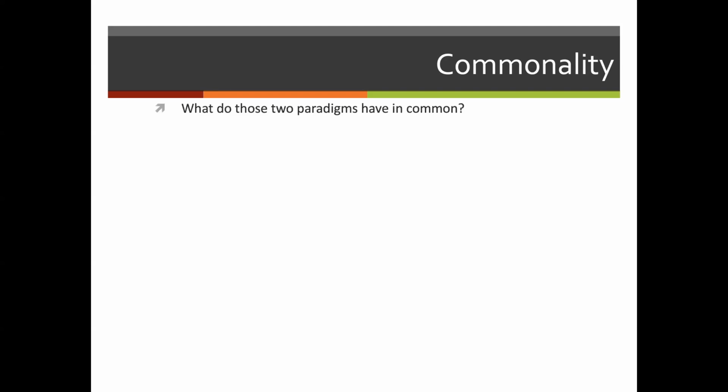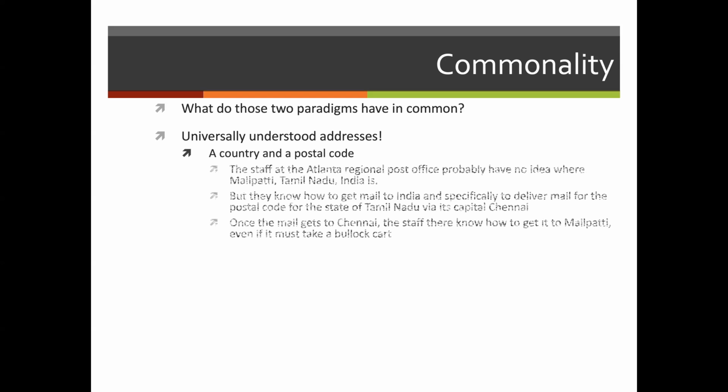So what do these two approaches have in common? The first thing they have in common is that they have universally understood addresses. We have a country and a postal code that is used. If the sender is in Atlanta, the staff at the Atlanta Regional Post Office might not know where exactly the letter is going to go, but they know how to get the mail to India and how to deliver the mail for the postal code of that state. They're able to make appropriate changes to process it as needed to that regional center so that it can be sent to the recipient's home.